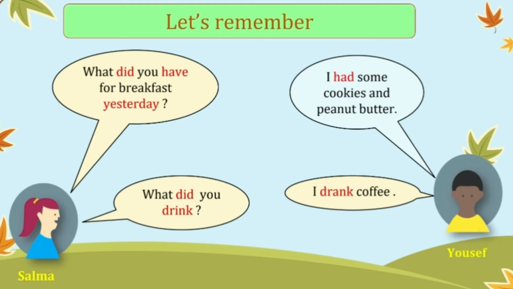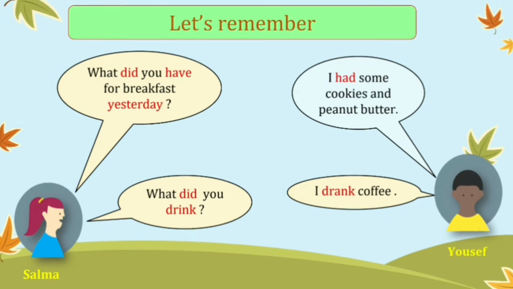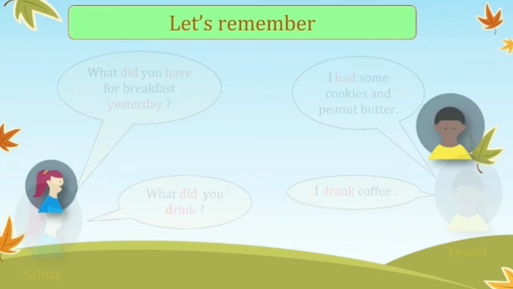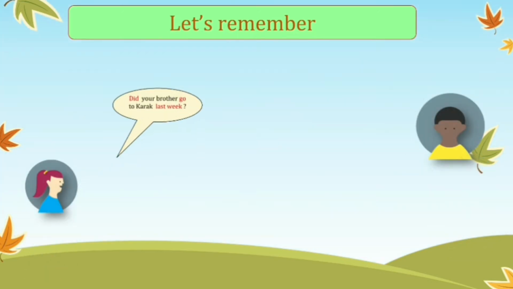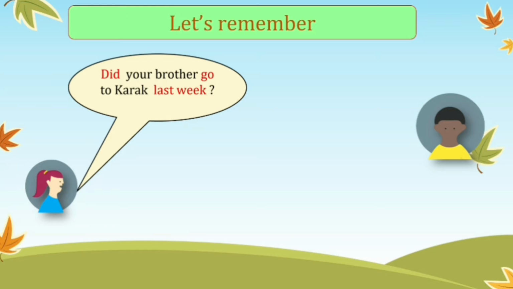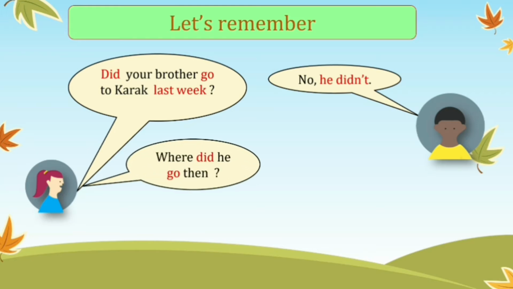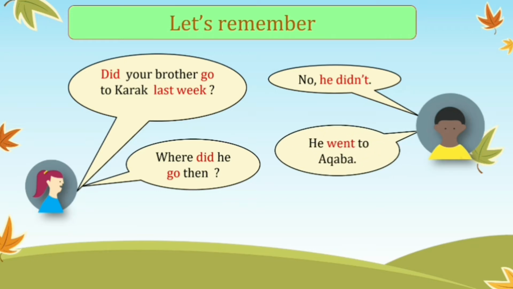Okay, let's take another example. Did your brother go to Karak last week? No, he didn't. Where did he go then? He went to Aqaba.